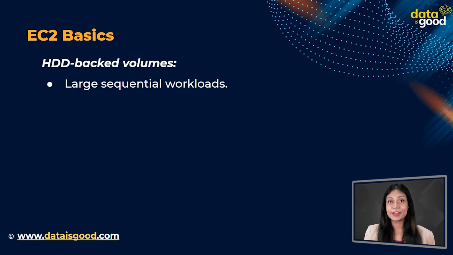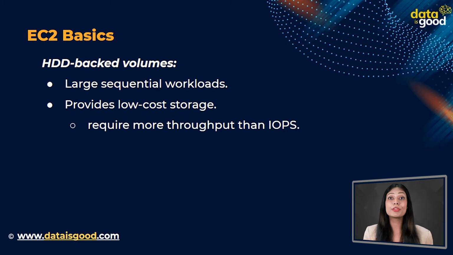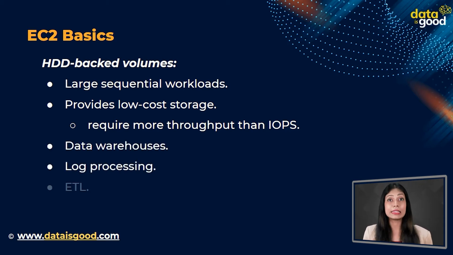HDD-backed volumes are intended for large sequential workloads where throughput is critical, that is, performance is measured in MiB per second. They are inexpensive. This is the type of volume that provides low-cost storage while meeting the demands of sequential workloads that require more throughput than IOPS. It is a volume type to consider when operating with data warehouses, log processing, ETL, that is extract, transform, load, or AWS EMR. It should be noted that this volume type cannot be used as a boot volume.